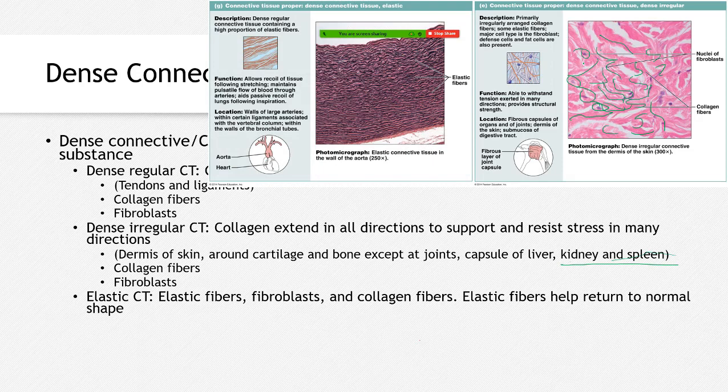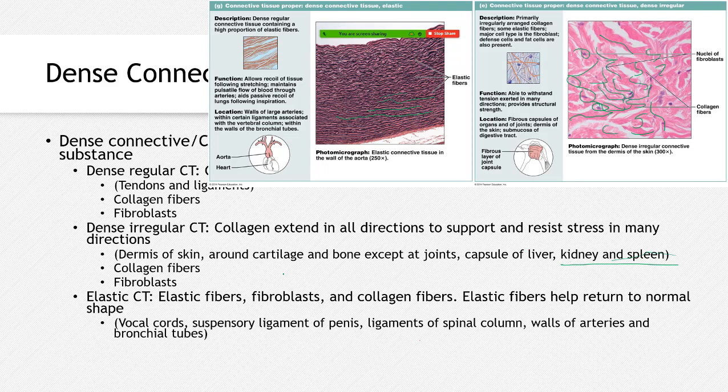Next one here is the elastic connective tissue, and they do have collagen. Don't get me wrong, there is collagen in here, but because the elastic fibers are stained so darkly, it's going to be hard to distinguish the collagen fibers. So we're going to ignore the collagen fibers when we're identifying it. We're just going to pay attention to these elastic fibers here. The elastic fibers are a lot darker staining, and a lot thinner. With these elastic fibers, we'll find this in the arteries. We find it in the vocal cords. We find it in the suspensory ligament of the penis, and also in the spinal column as well.